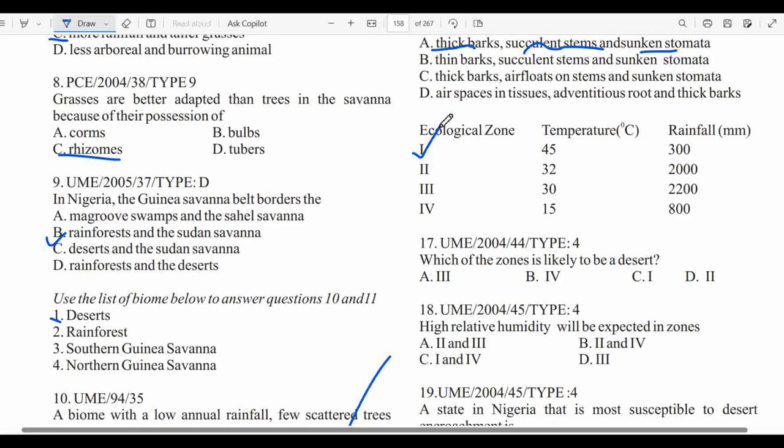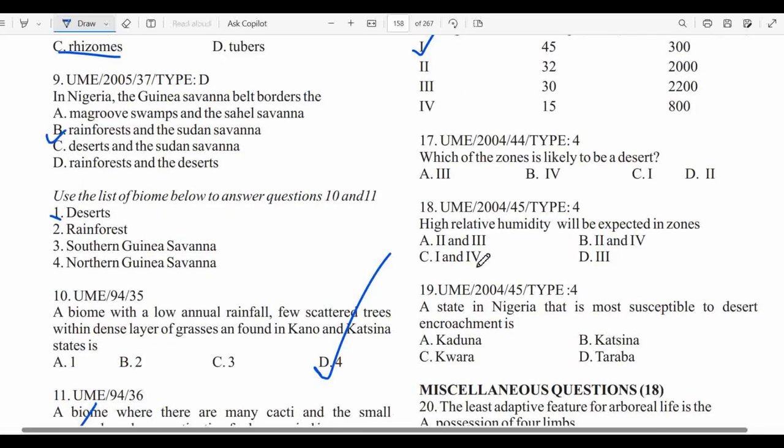Question number 18 now. High relative humidity will be expected. First, what is relative humidity? That's the amount of moisture in the atmosphere. It will be high when there is high rainfall and low temperature, and low when there is low rainfall and high temperature. So humidity will always be low when there is low rainfall. If you go back to the question, it says high relative humidity is expected where you have a high amount of rainfall. So what do you expect? That will be 2 and 3. Option A.